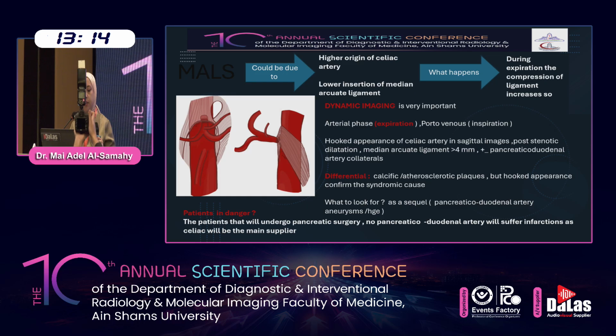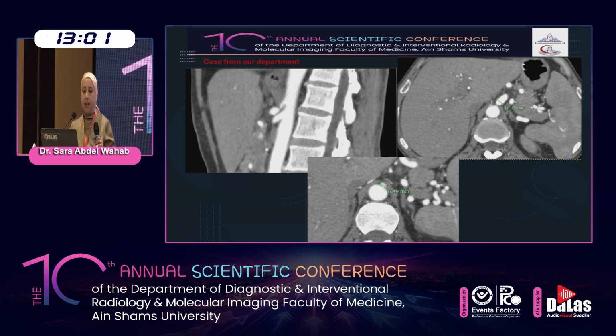The patients in danger, in this case, are the patients that will undergo pancreatic surgery. There will be no pancreatico-duodenal artery, and they will suffer infarctions as the celiac artery will be the main supplier. This is a case from our department showing the celiac artery with hooked appearance with the post-stenotic dilatation of 10.9 mm and pre-stenotic stenosis of 6.5 mm.